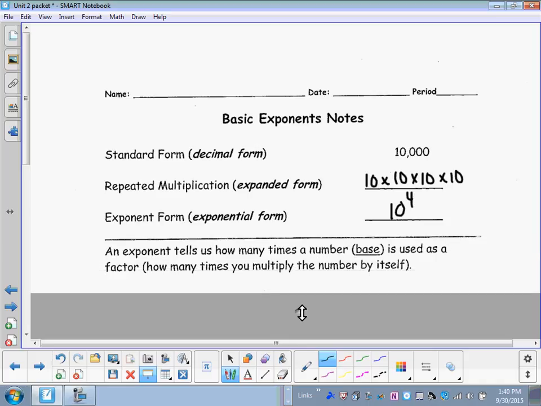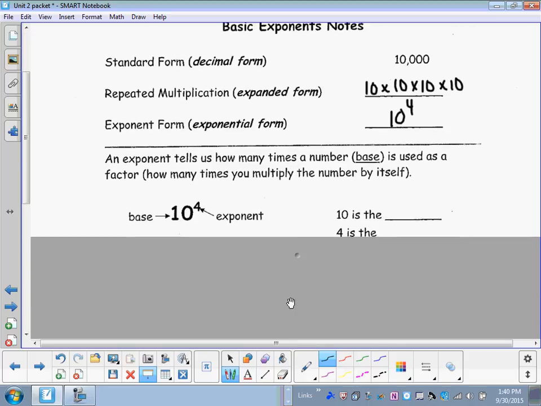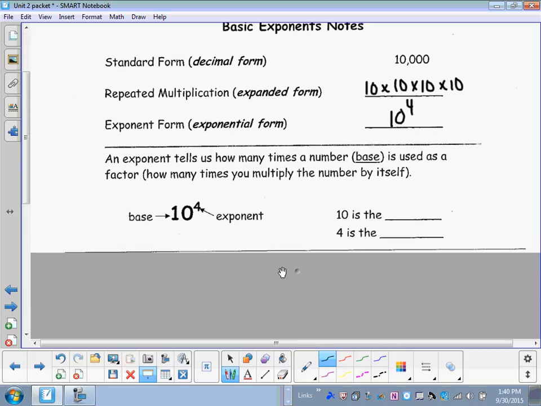An exponent tells us how many times a number, the base, is used as a factor, how many times you multiply the number by itself. So we have 10 to the 4th. The base is 10 and the exponent is 4. 10 is the base and 4 is the exponent.